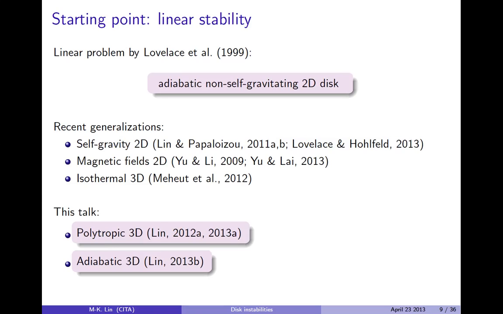Now this standard configuration has been generalized, but only recently. For example, some people have included self-gravity or magnetic fields and three-dimensionality. So what I want to do in the first part of this video is to try and generalize those 3D results to polytropic disks and adiabatic three-dimensional disks. The adiabatic 3D case will be a more direct extension of the original 2D calculations to three dimensions.